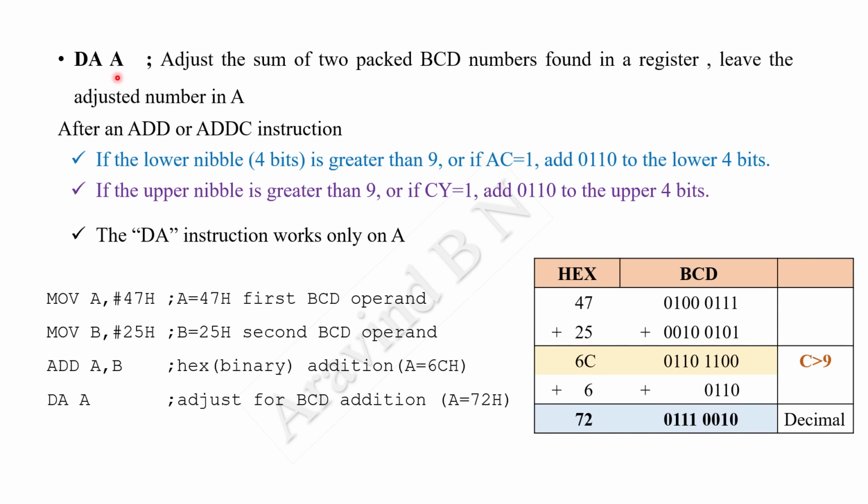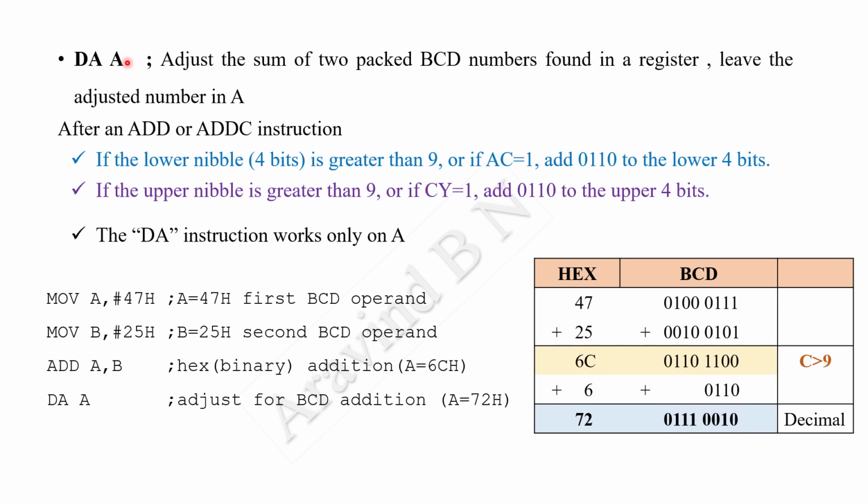So this is DAA, decimal adjust accumulator. The meaning: adjust the sum of two packed BCD numbers found in a register. Leave the adjusted number in A. The procedure you have to understand as well as write for this one. At what condition do we have to make use of the DAA instruction? Only in 2 cases. Whenever you are using the ADD instruction or ADD with carry instruction, only after this you have to make use of the DAA instruction.